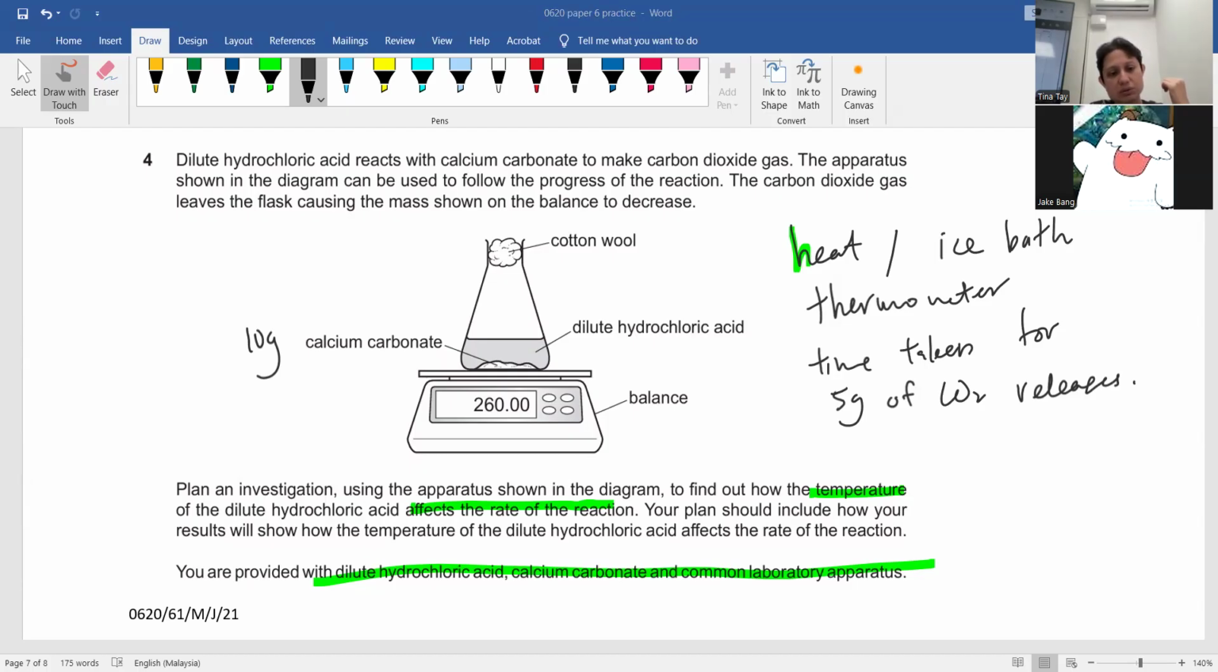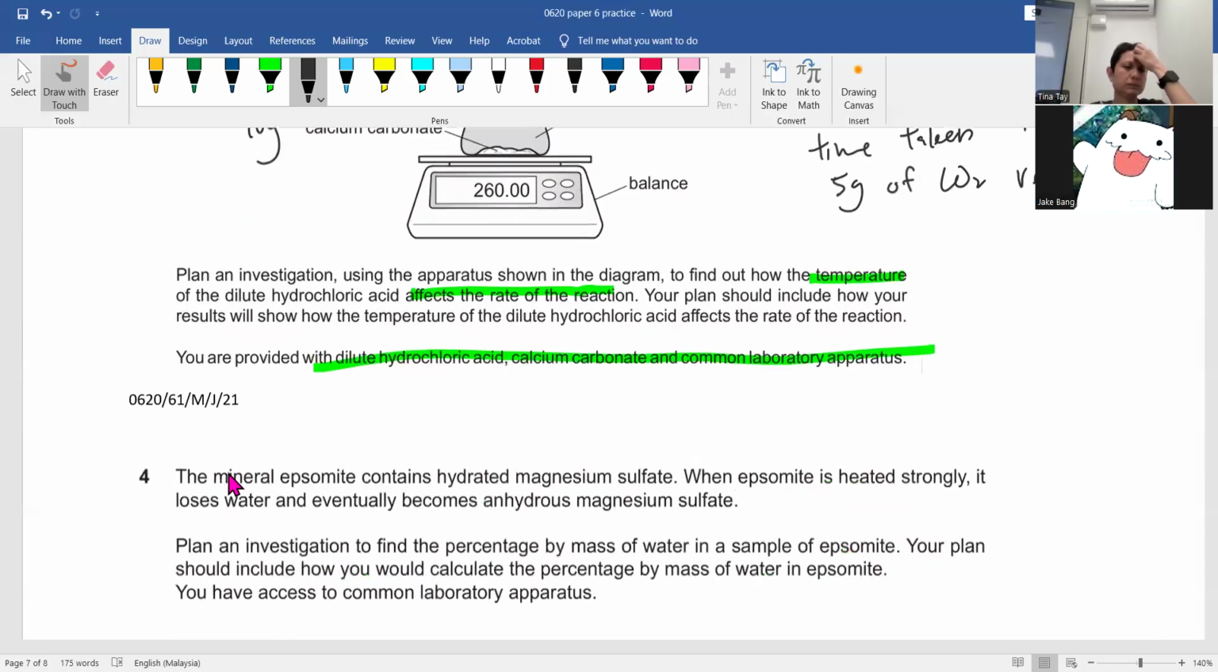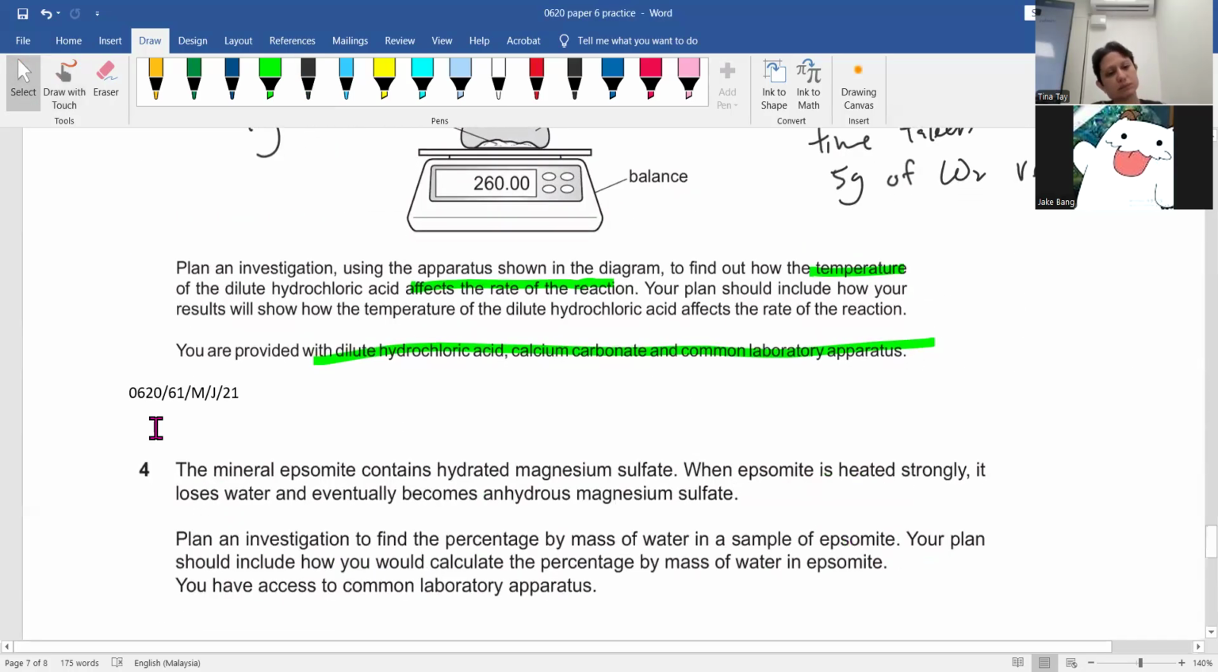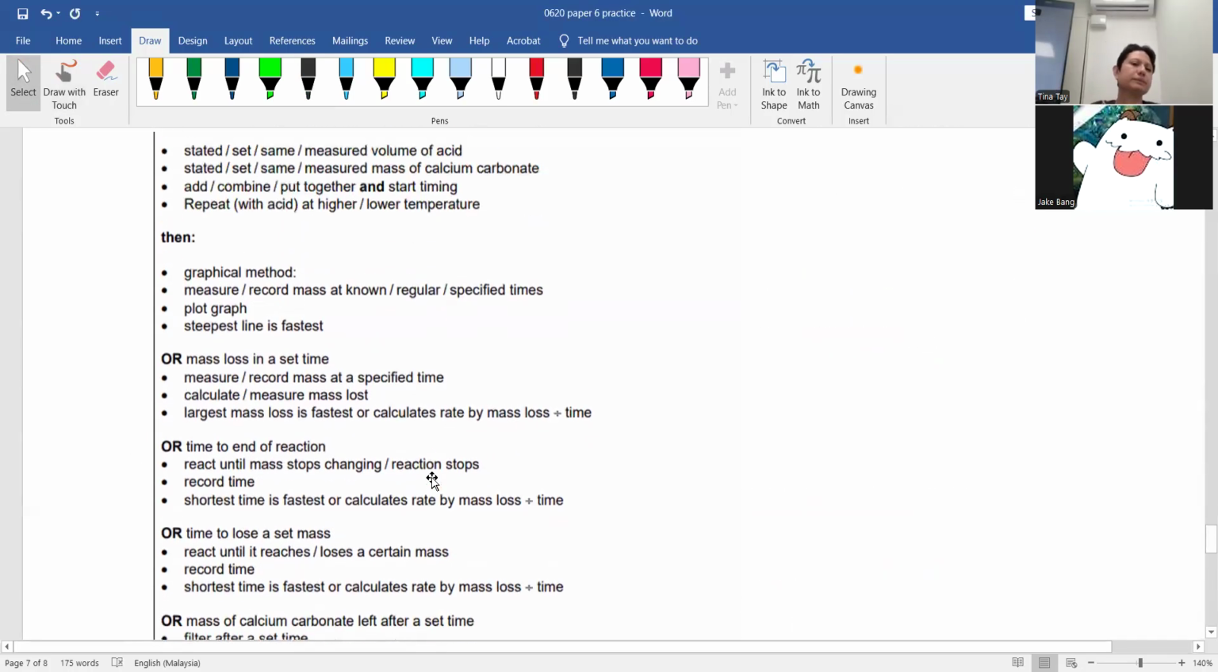This one very long. Okay, so huh? Okay, copy. All right.